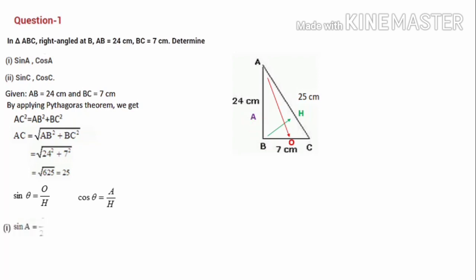Then substitute it in the formula. That is the first question: sin A is equal to O by H. So here the O value is 7, the H value is 25. When you substitute O and H, we will get 7 divided by 25. Next is cos theta. Cos theta is A by H. Here the A value is 24 and the H value is 25. So cos A is equal to 24 divided by 25.